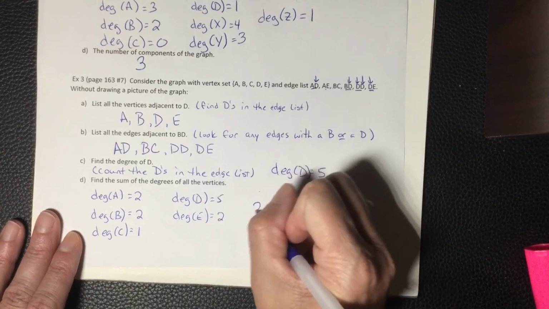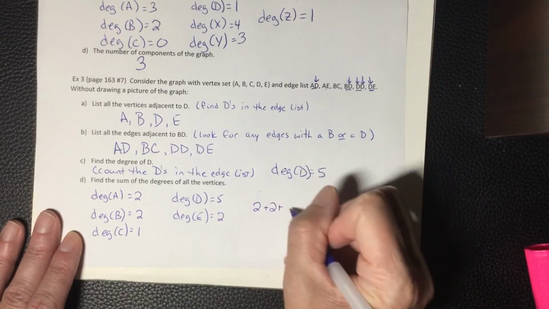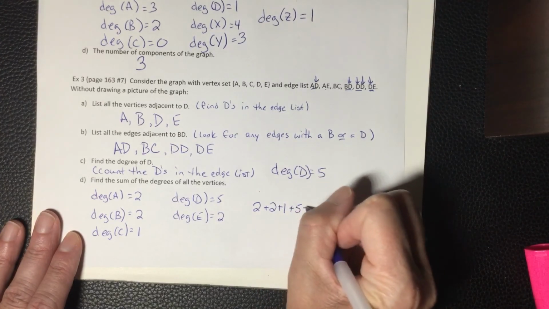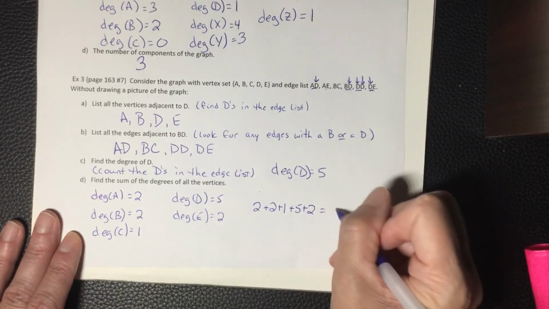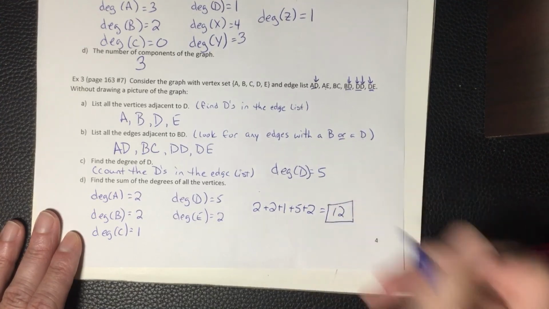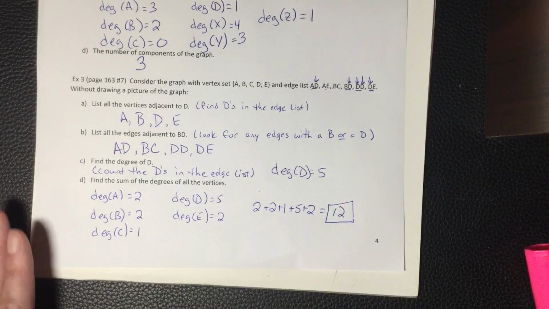Then to get our sum, we're just going to add all of those together. And that gives us a sum of 12. So that is the sum of the degrees of all the vertices.